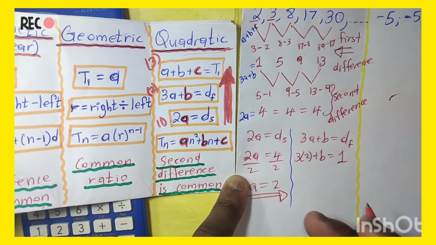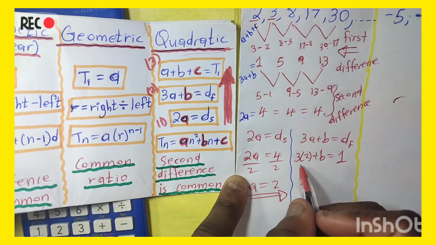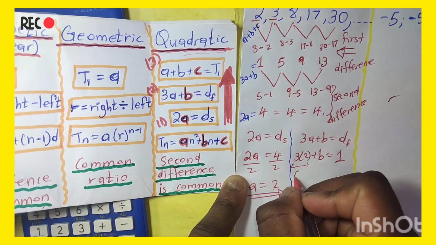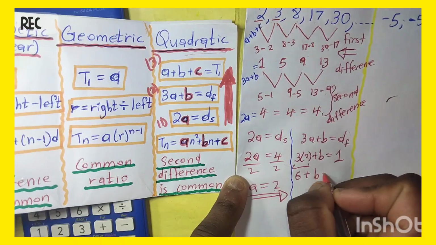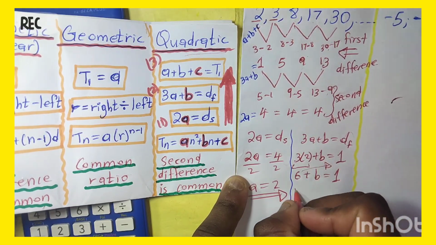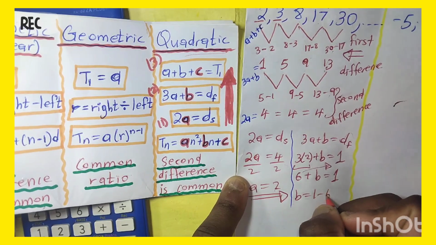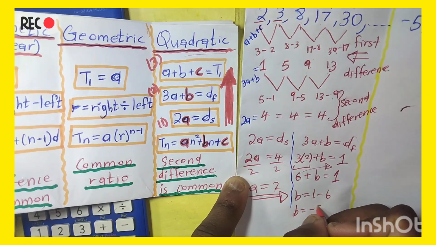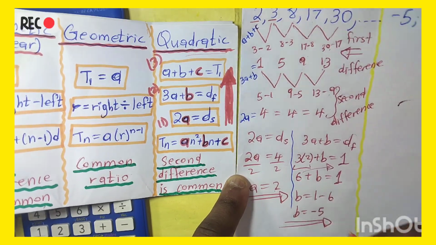Do you see? So now I can solve for b there. These two things, if I simplify them, give me 6 plus b, which is equal to 1. Take this thing to the other side. I'll have b, this subtract this, meaning the value for b is minus 5. Do you see?